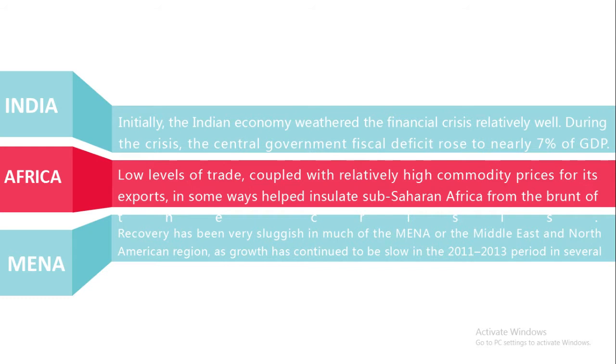Low levels of trade coupled with relatively high commodity prices for its exports in some ways helped insulate sub-Saharan Africa from the brunt of the crisis. Recovery has been very sluggish in much of the MENA region, as growth has continued to be slow in the 2010 to 2013 period in several important countries. In 2013, in Egypt, the economic turmoil also created economic and political uncertainty and led to a further drop in investment and tourism. The economic breakdown in Syria reflects the brutality of its civil war.